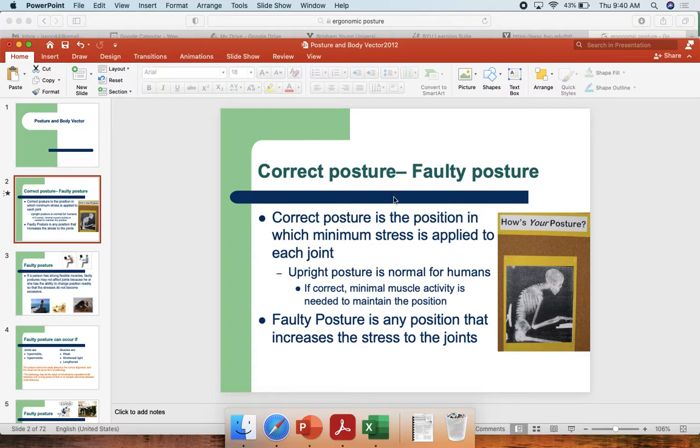So with that in mind, a correct posture, a textbook definition, is going to be any posture in which minimum stress is applied to the joints. So for humans, that's going to be most of the time where it's upright.